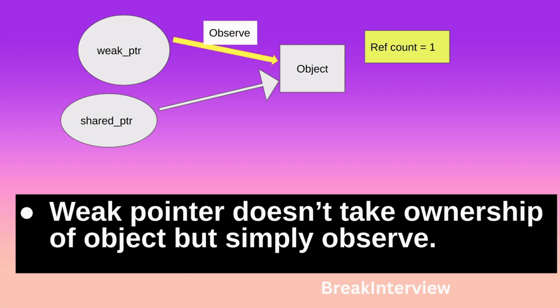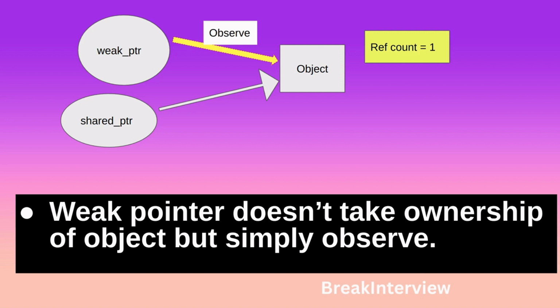So what is a weak pointer here? A weak pointer basically doesn't believe in ownership of the object. What this means is, currently in this diagram there are two smart pointers, one is a weak pointer, one is a shared pointer. The shared pointer is pointing to this object, which means it takes the ownership of that object. Ownership means it helps in its creation, deletion, and freeing the memory. Observation means it simply takes notice of whether this object is currently active, not active, or got deleted. So that's why it just observes.